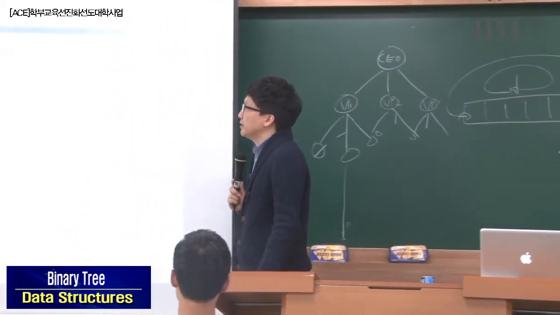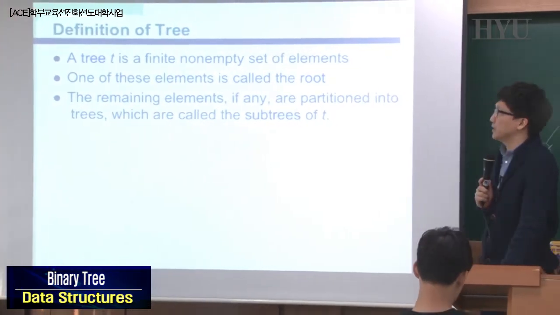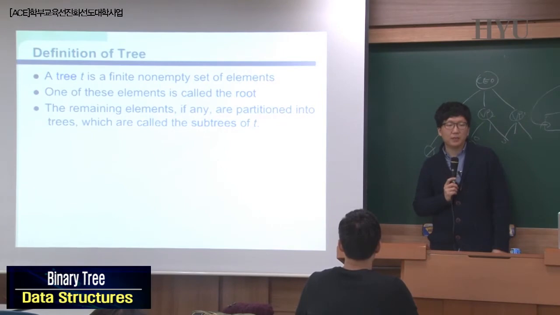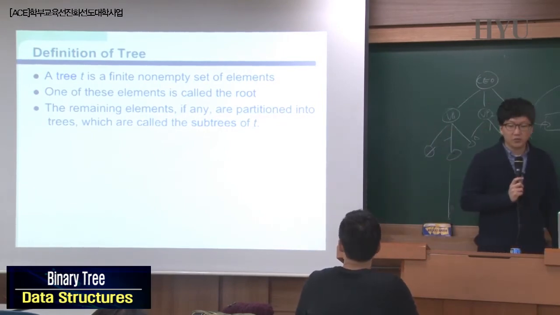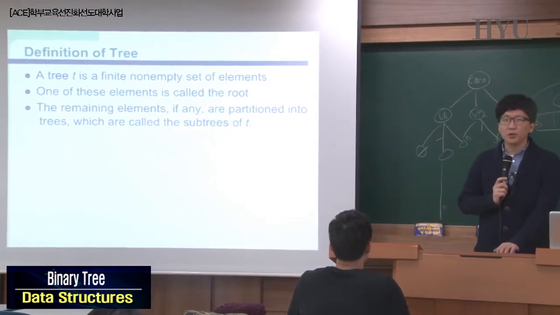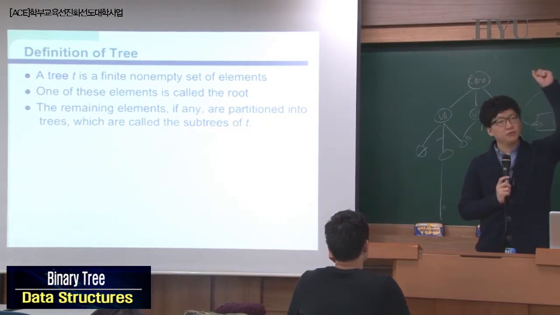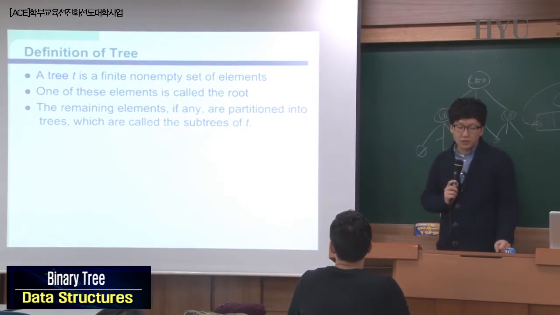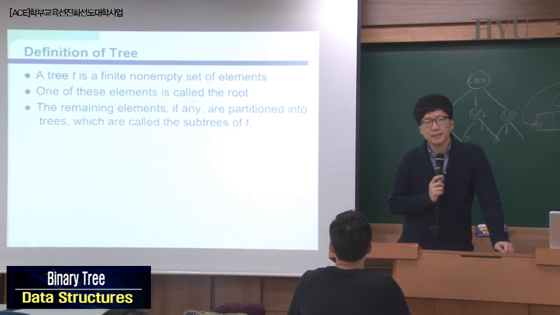Definition of tree. Tree is T. It's a finite and non-empty set of elements. Tree T, finite non-empty set of elements, non-empty set of nodes. So that's the definition of tree. One of these elements is called the root. We all know where the root is, probably the one at the top. The remaining elements, if any, are partitioned into trees, which are called subtrees of T.